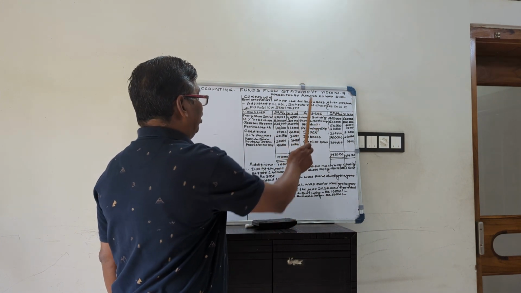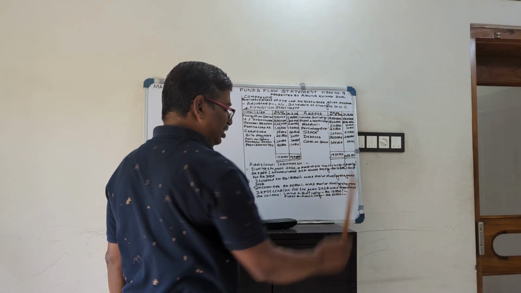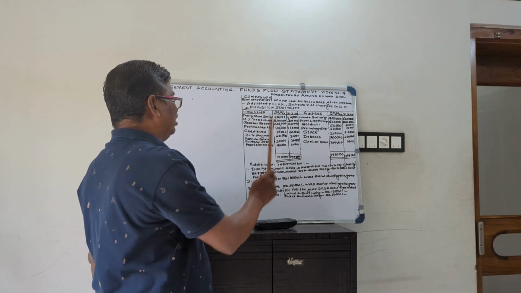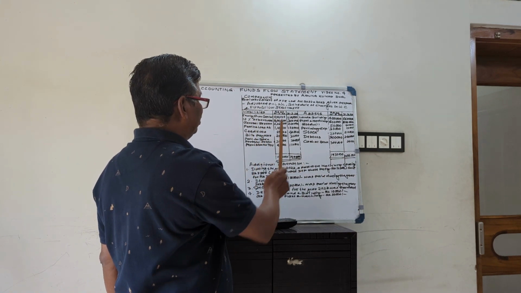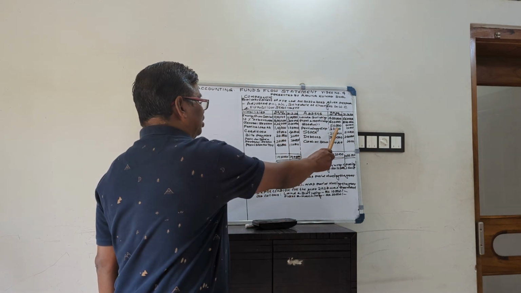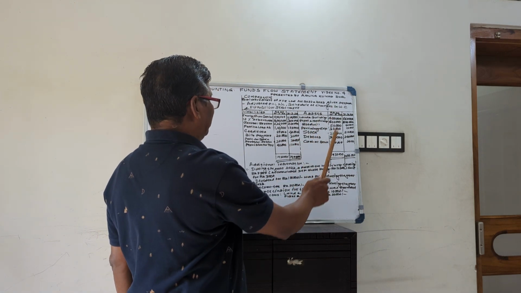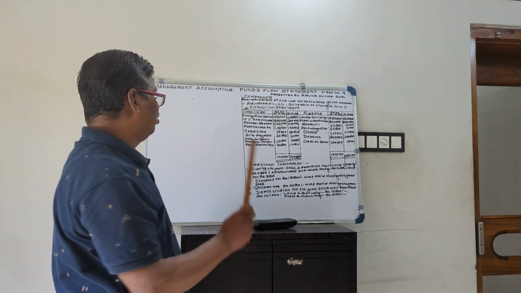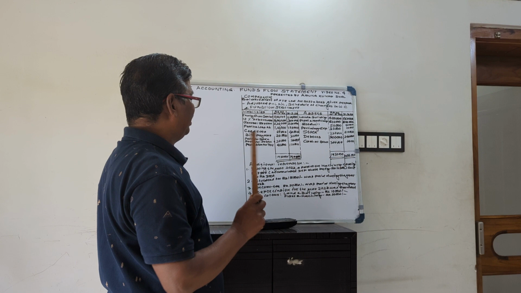Then goodwill is an intangible asset. Opening 50,000, closing 40,000. That means there is a write-off of 10,000 goodwill, which will be added to the net profit, or shown on the debit side of the adjusted profit and loss account. Similarly, preliminary expenses were 30,000, closing 20,000, a decrease of 10,000. That means preliminary expenses were written off during the year, which will be added to the net profit, or shown on the debit side of the adjusted profit and loss account.